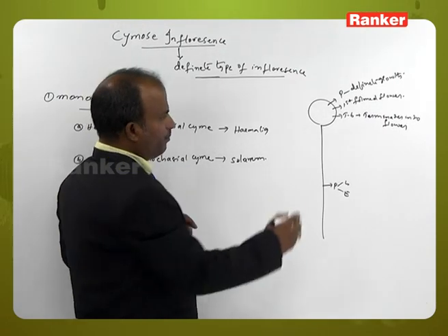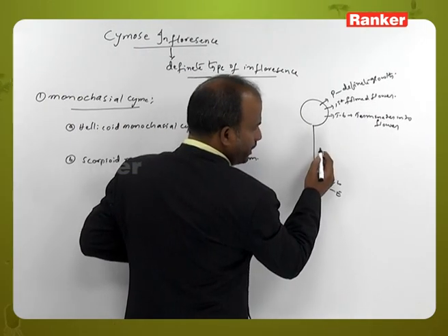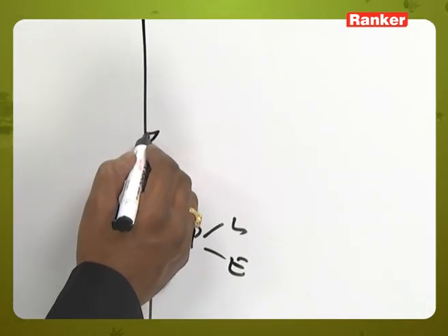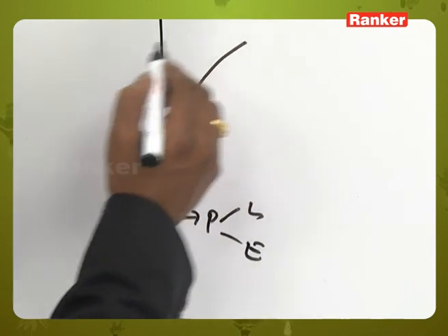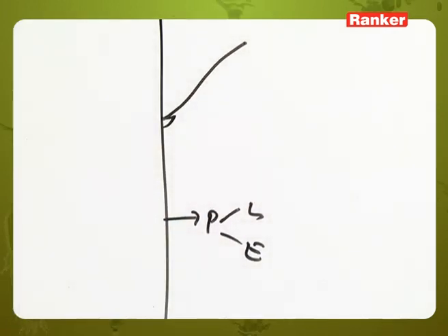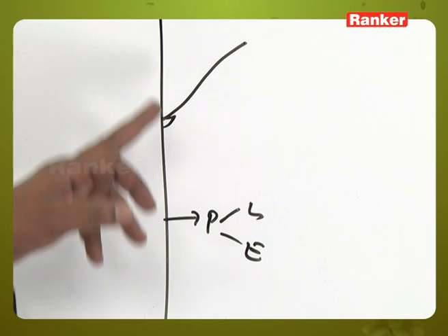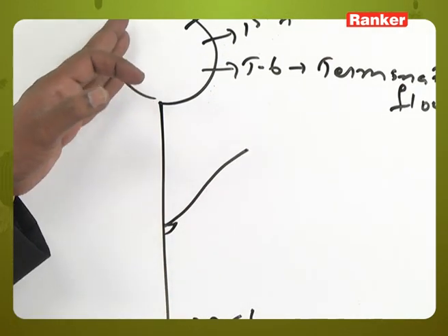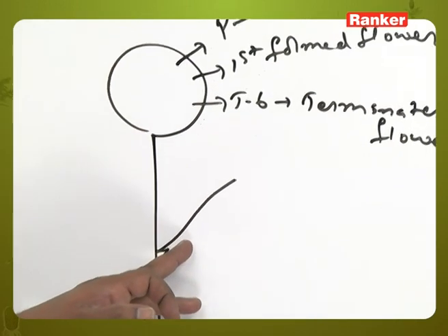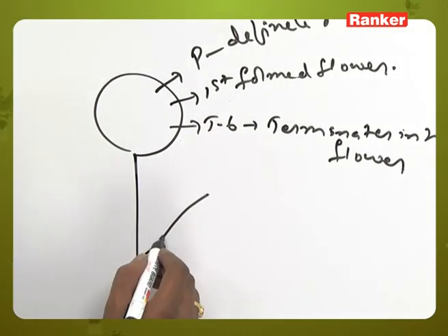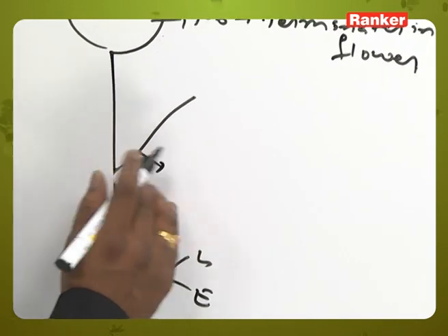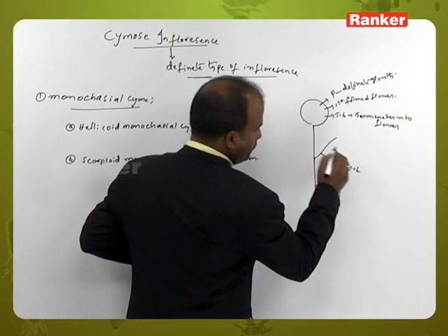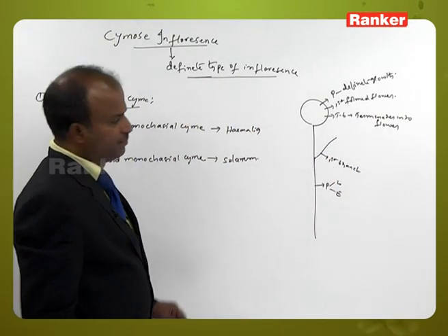Now below the first formed older flower, the first branch arises. Listen carefully. Below the first formed older flower, the first branch arises. This is called the first branch.